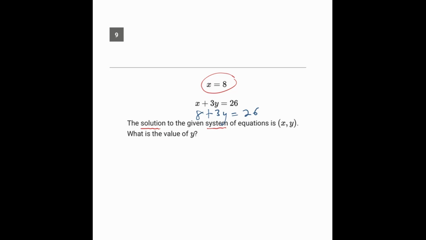We can take away 8 from both sides. And we'll get 3y equals 18. Now, what's happening to y? It's being multiplied by 3. So the opposite is to divide by 3. And we'll get y equals 6. And that's our answer to number 9.